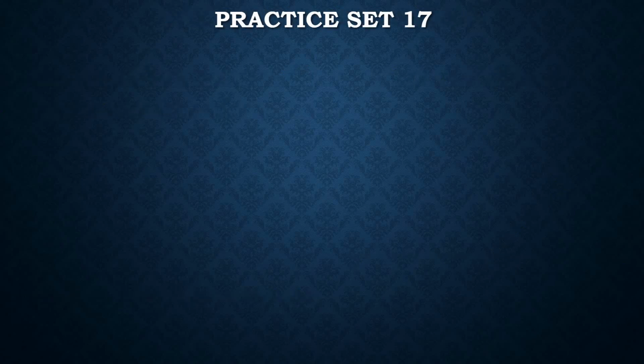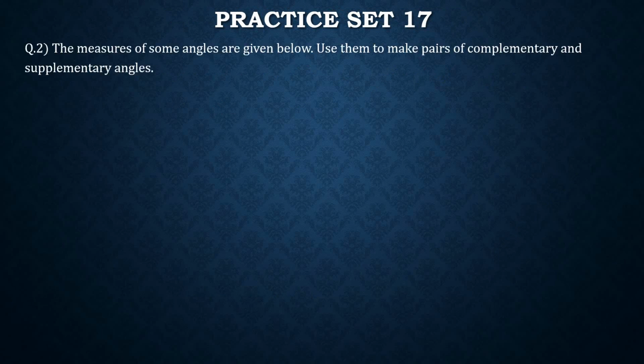Practice set 17. Second question. The measures of some angles are given below. Use them to make pairs of complementary and supplementary angles. So the measures of some angles which are given are these.